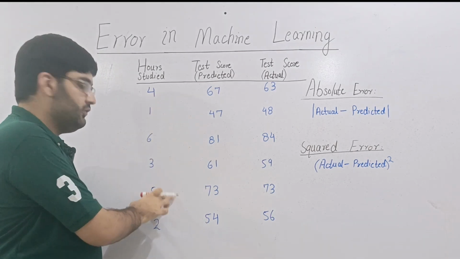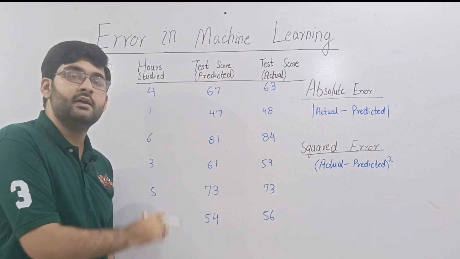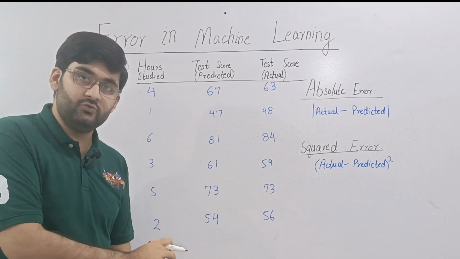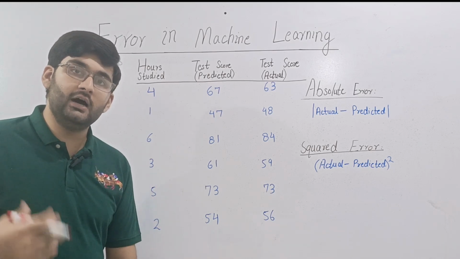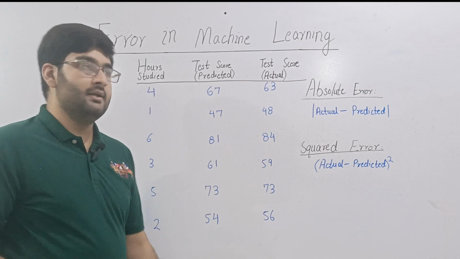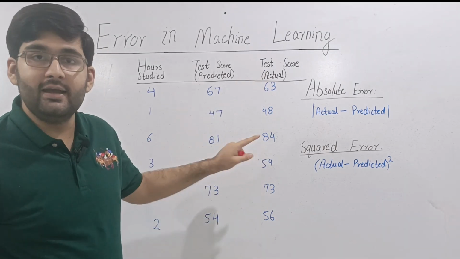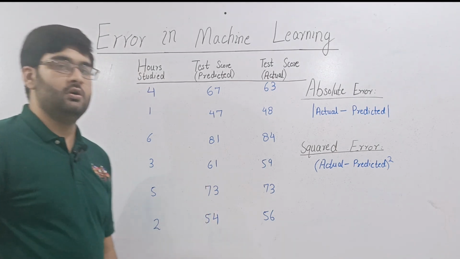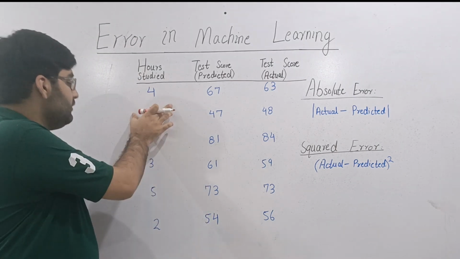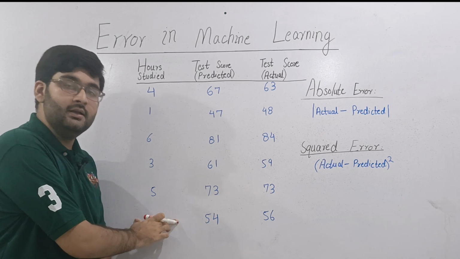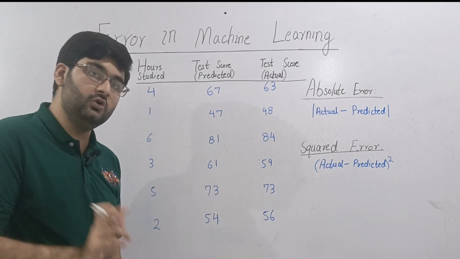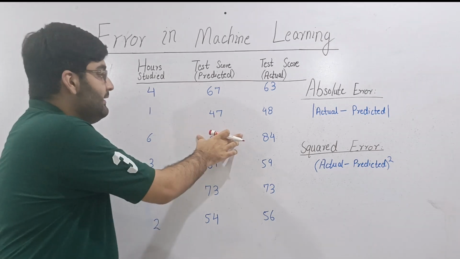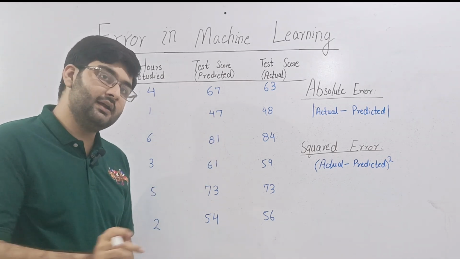The first column shows the number of hours the student studied. The second column shows the test score of the student as predicted by our model. And the third column shows the actual test score of the student when he took the test. Now, as we are using the number of hours the student studied to predict his test score, the number of hours is the predictor variable and the test score is the target variable.